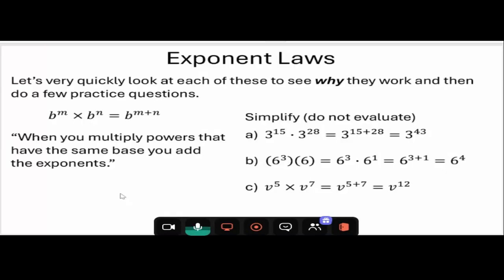Don't try and add anything or combine them in any way. If the bases aren't the same, if this was 3 to the 15th times 4 to the 28th, there's nothing you could do with it.